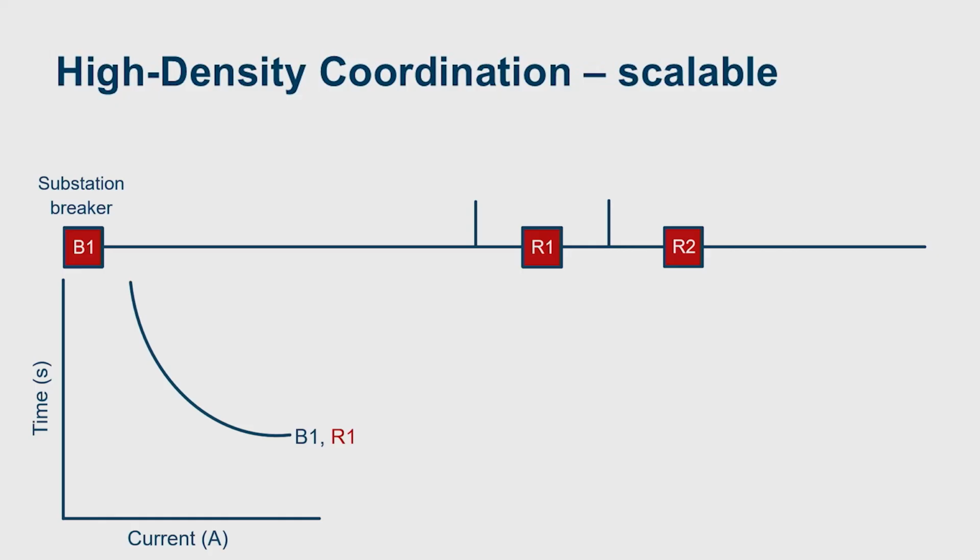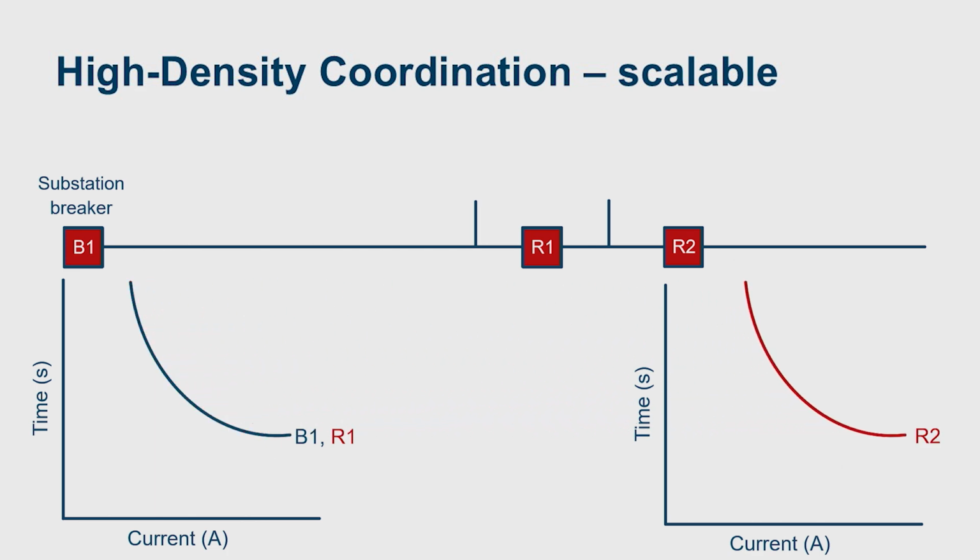Now, what if you wanted to add to this circuit another recloser in the future? You could easily do that by copying the curve, pickup, and time dial of B1 and R1 into R2. And you'll get the same results. And there's no need to wait. You can copy and paste. This is plug and go.